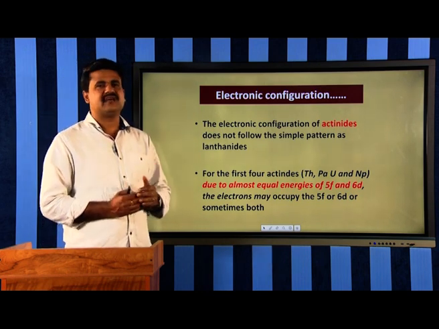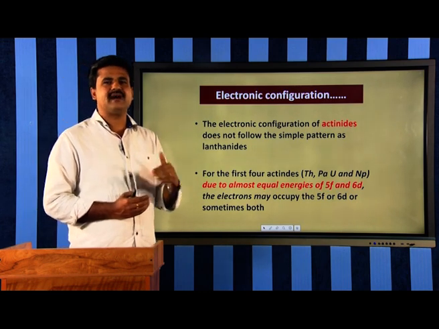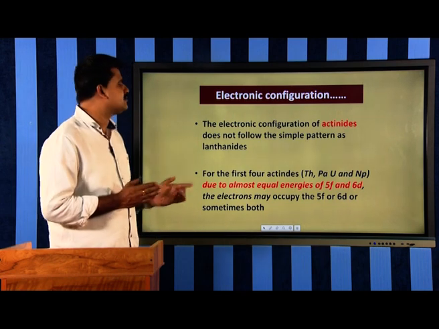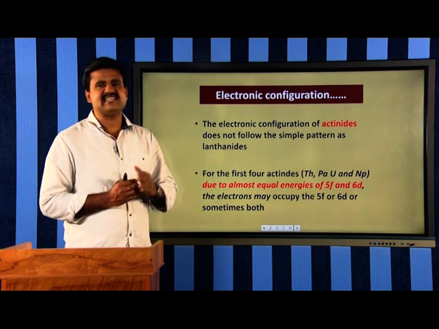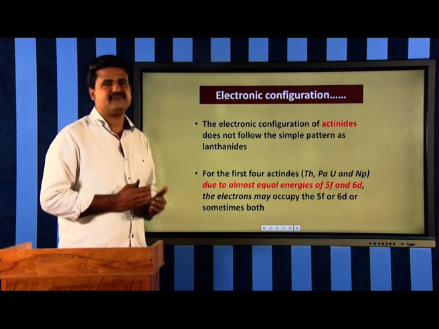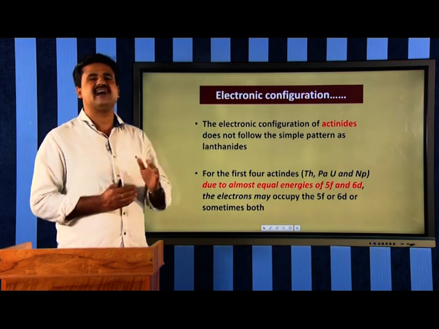For the first four actinides, that is thorium, protactinium, uranium and neptunium, due to almost equal energies of the 5f and 6d subshells, the electron may be present either in 5f or in 6d or both in 5f and 6d.